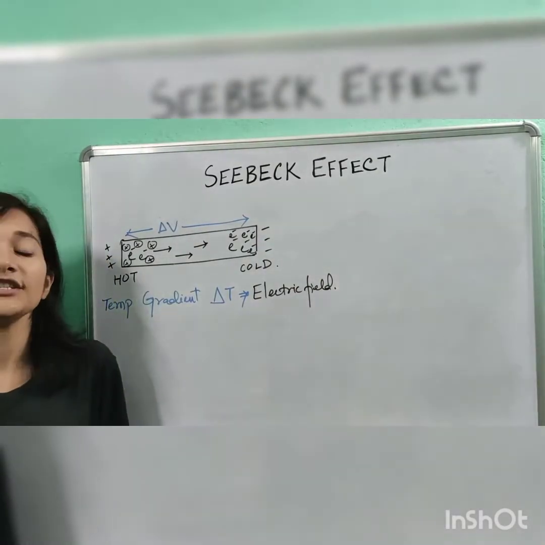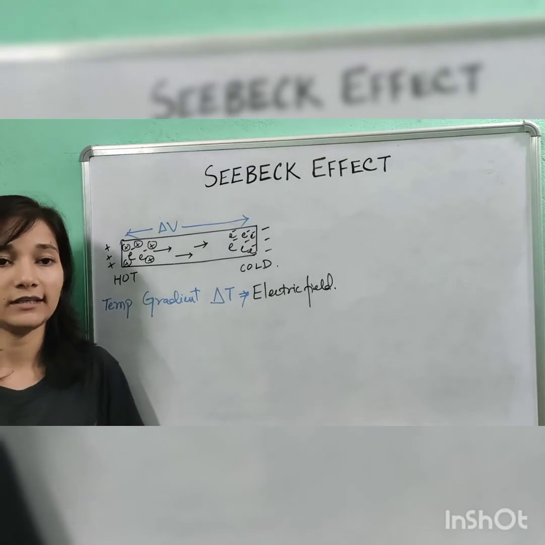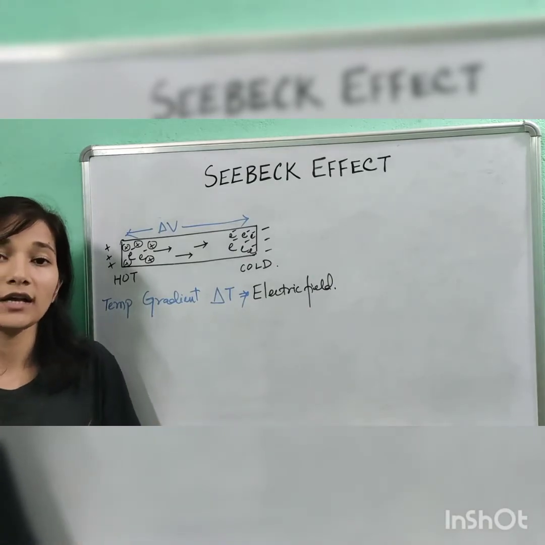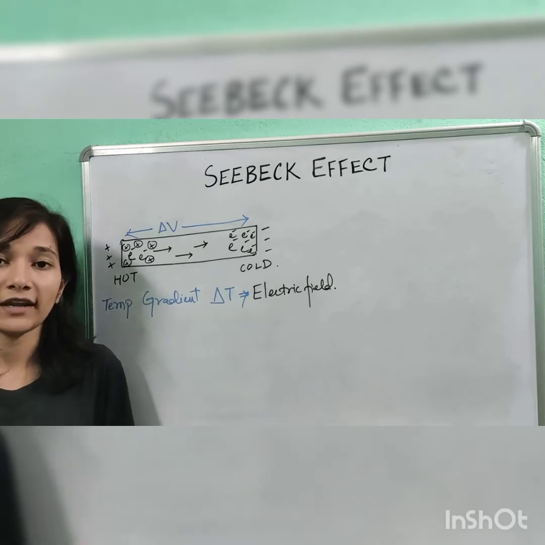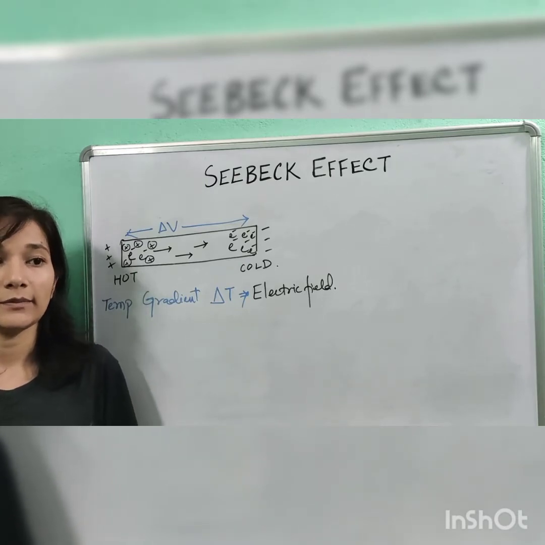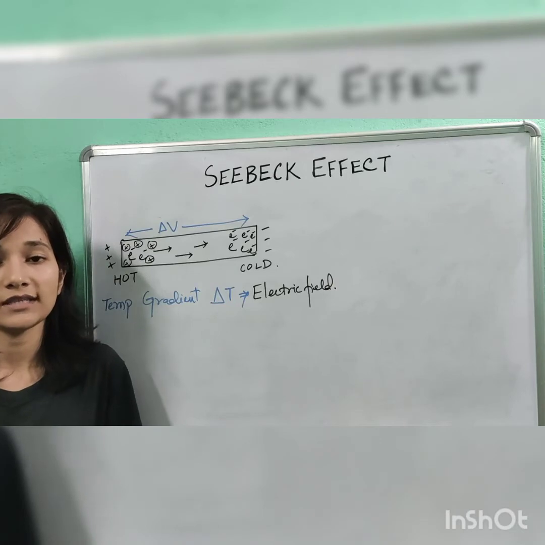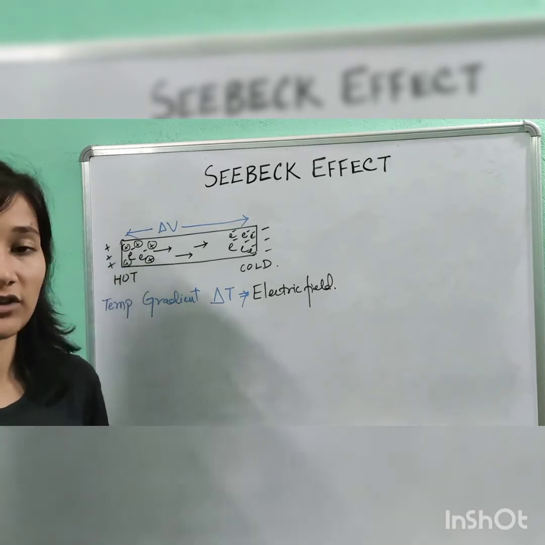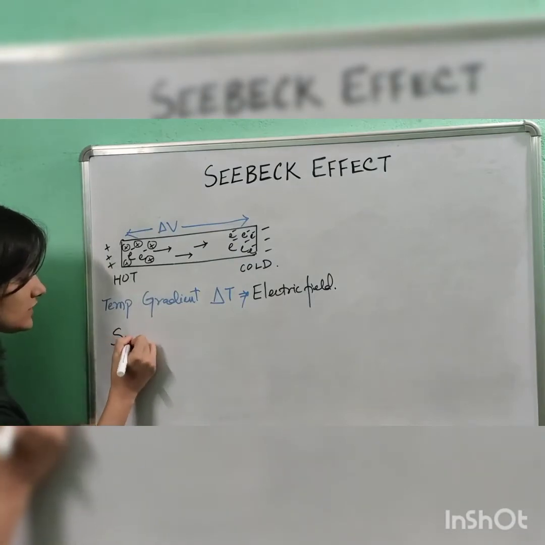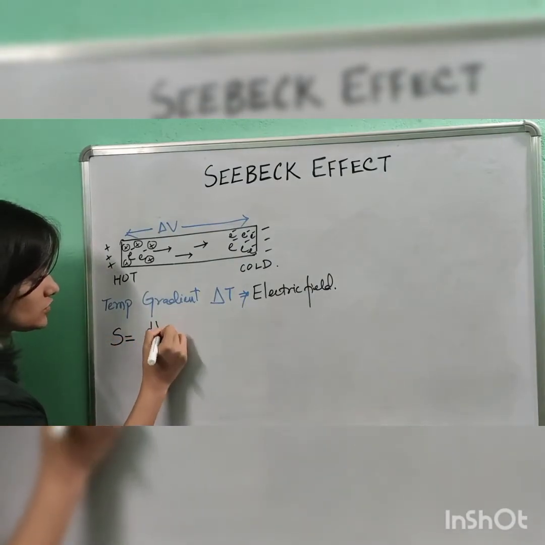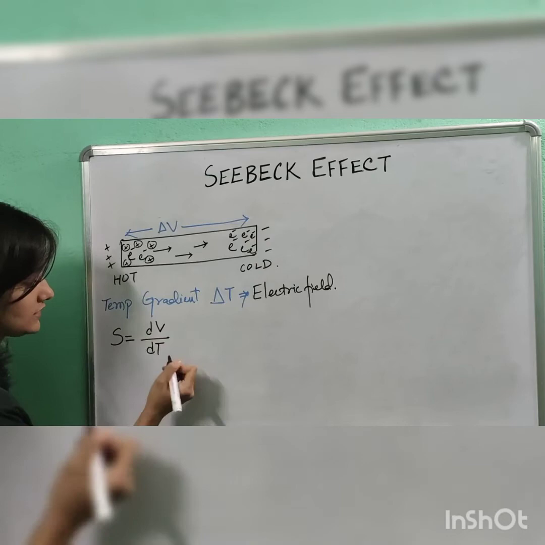So this potential delta V, which is generated across a piece of metal due to a temperature gradient delta T, is called the Seebeck effect, and the factor which gives us the magnitude of this effect is called the Seebeck coefficient or the thermoelectric coefficient. Mathematically, the Seebeck coefficient is given by S is equal to dV by dT.